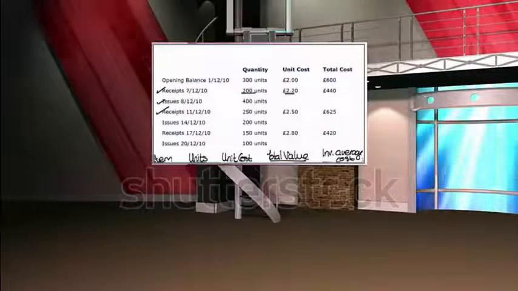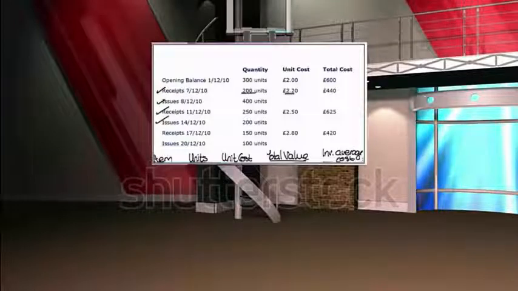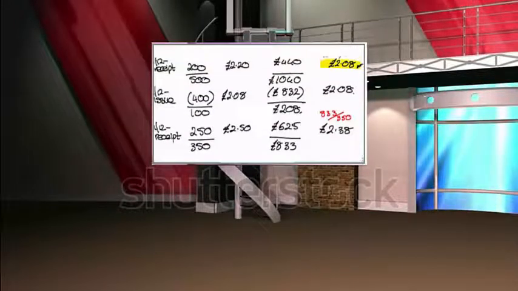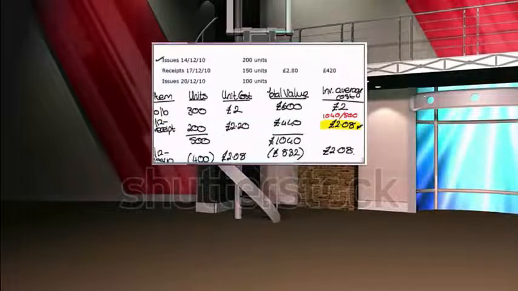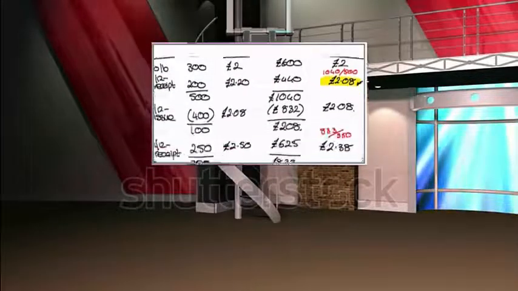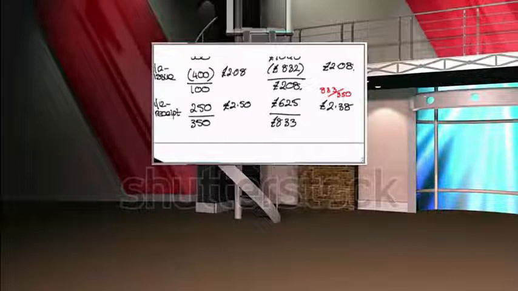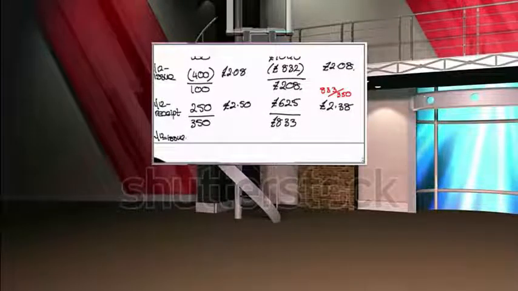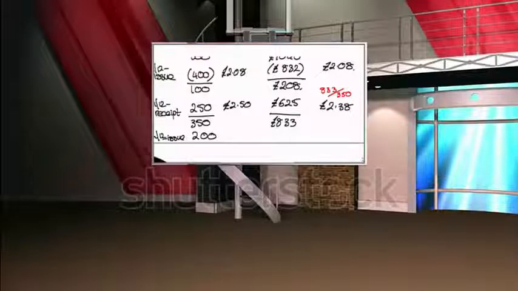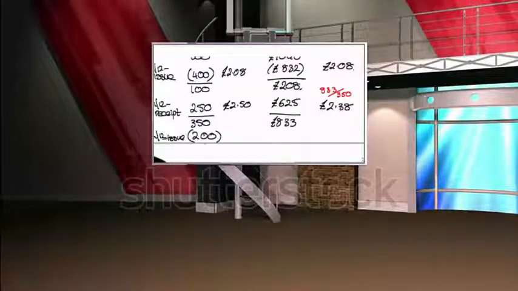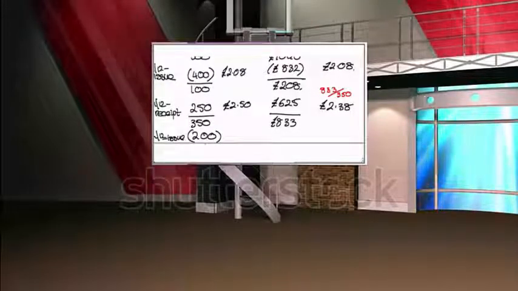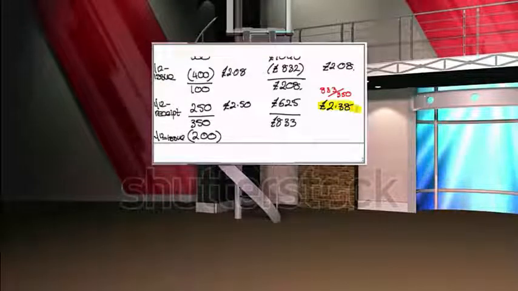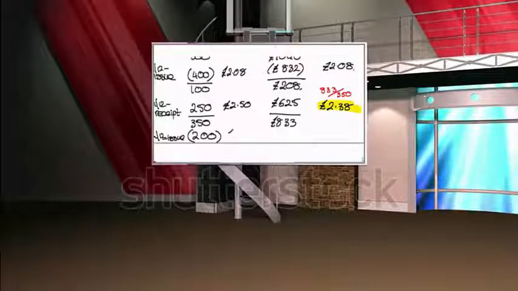Our next item, on the 14th of December, we have an issue of 200 units. So that'll reduce our inventory holdings. And how will we value our issue? We will value it at the most recent available average cost.